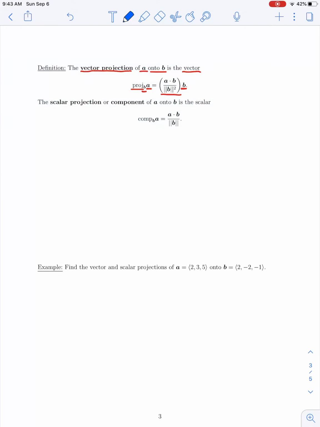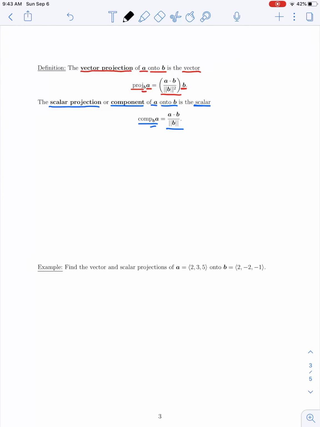And we would define the scalar projection, or sometimes called the component of a vector A onto a vector B, as the scalar denoted as component of A onto B. So B is the vector in the subscript. And it's defined as the dot product of A and B divided by the magnitude of B. So let's think about where the formulas for these definitions come from, and a geometric interpretation of these vector or scalar projections.